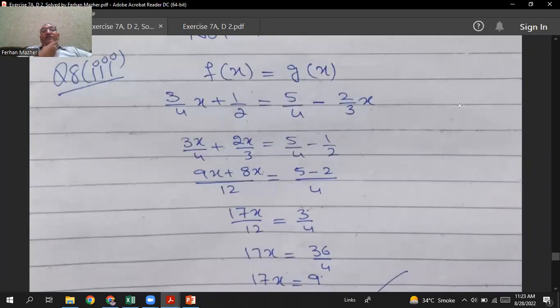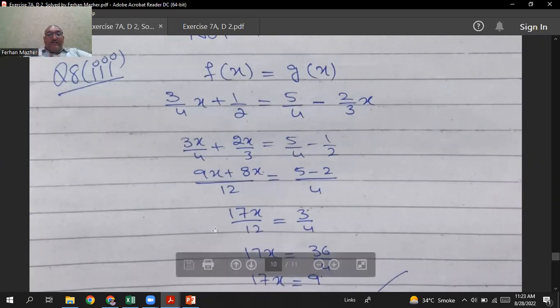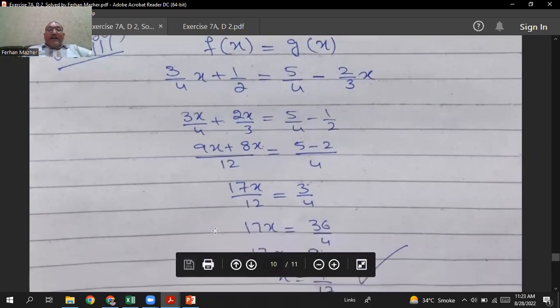So you will have 3x by 4 plus 2x by 3 equals 5 by 4 minus 1 by 2. On this side, take the LCM, and you can see 12 is the LCM. So you will have 9x plus 8x in the numerator divided by 12. On the other side, the LCM will be 4, so it will be 5 minus 2 in the numerator divided by 4. So you will have 17x by 12.